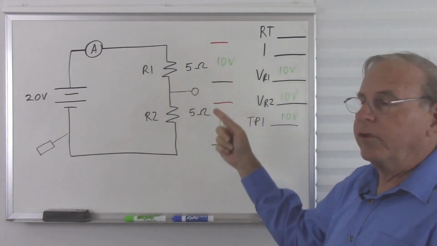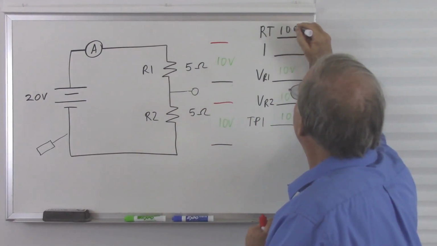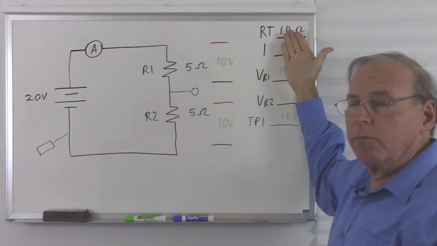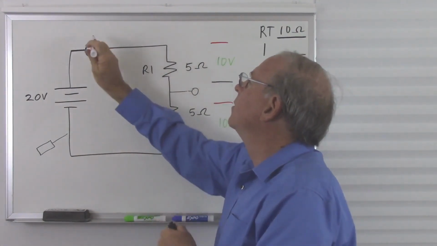Of course, the total resistance will be the sum of the 2 resistors, so that will be 10 ohms, and the current will be that 10 ohms divided into 20 volts, or 2 amps.